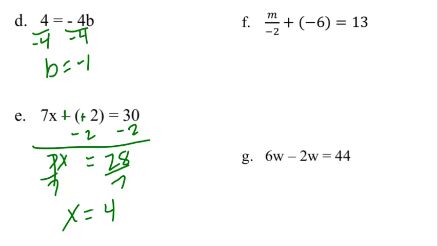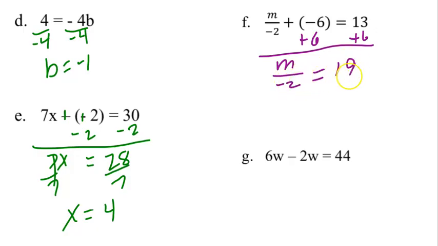Next here, the opposite of subtracting 6, and I'm treating this as minus 6, because if you're adding a negative 6, you're really subtracting 6. So I'm going to add 6 to both sides. And I'm left with m divided by negative 2 is equal to 19. The opposite of dividing by negative 2 is multiplying by negative 2. So I do that on both sides. And I'm left with m is equal to a negative 38.